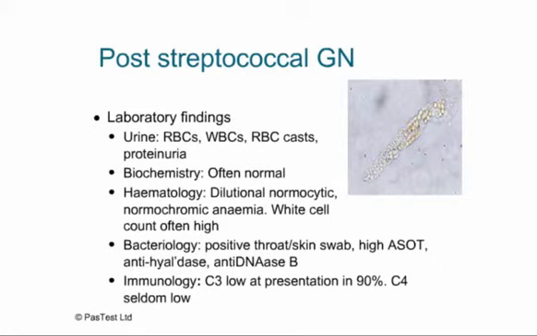Bacteriologically, we can find evidence of infection from a positive throat or skin swab. Some patients have a high ASOT, anti-streptolysin O titer, and if the ASOT is equivocal or negative, you can look further using anti-hyaluronidase or anti-DNase B. Immunologically, these children almost inevitably have a low C3 at presentation and a normal C4. And what we do see is that the C3 comes up after about 6 weeks, and we'll look at that in a little more detail shortly.